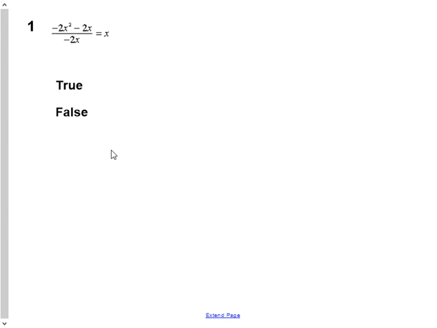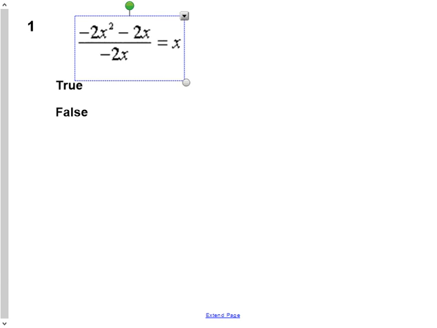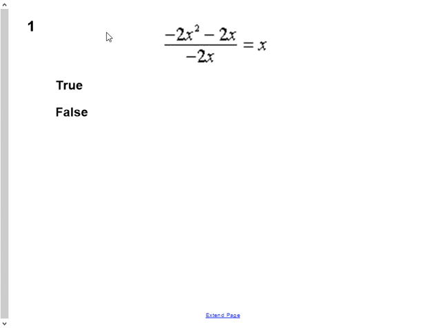Okay, 7.3 is your last section in Chapter 7 on multiplication and division of polynomials. Your first four questions, I believe, are true-false. So the first one says negative 2x squared minus 2x divided by negative 2x is equal to x. The answer for this is false, and here's why.